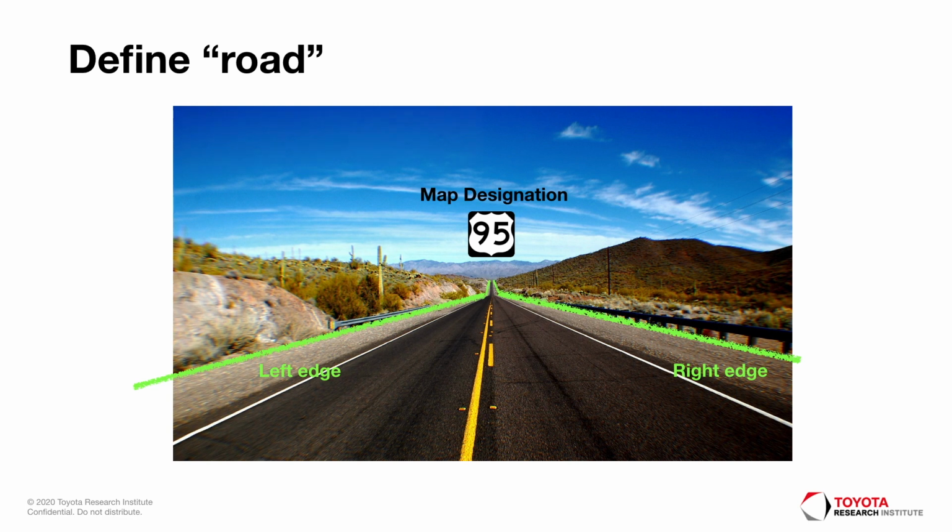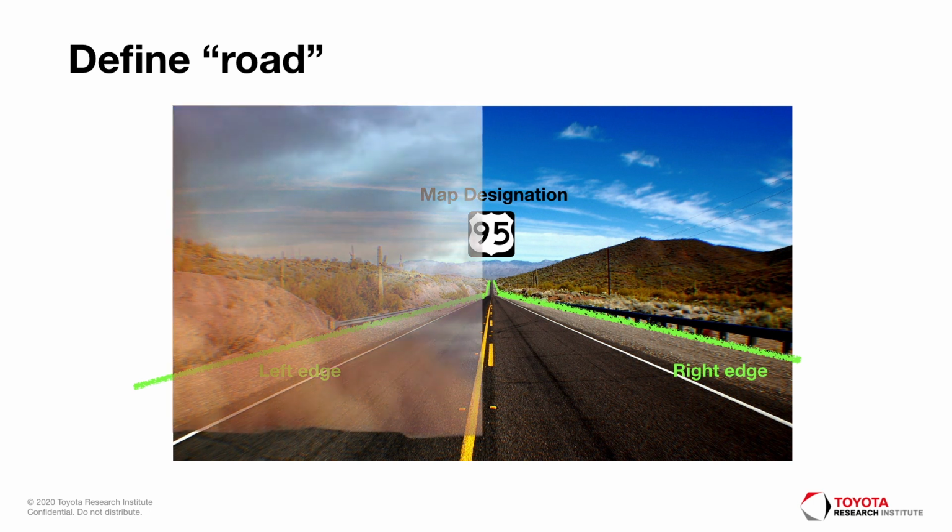Now you might be wondering, what if I can't see the left or right edge? What if I can't find the road on a map? No worries. As long as you presume these things to be true, it's still a road. If you are having a hard time seeing the left edge due to a dust storm, for example, you can still make an assumption based on other data you have.